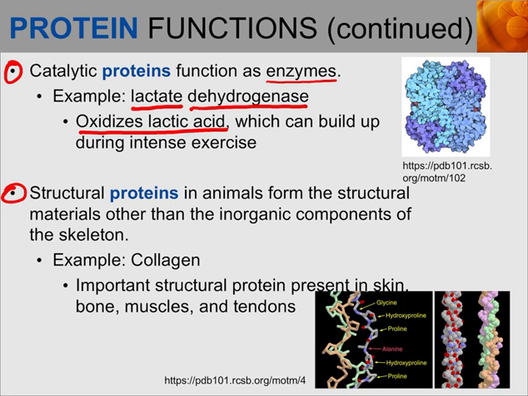Structural proteins form the structural materials of the skeleton or other components of the body. So for example, collagen is a structural protein, and this is important for skin, bone, muscles, and tendons. So you might have heard of collagen in things like lotions, especially face lotions, and you know, it's always advertised that they can help bring back your collagen and make your skin smooth. So as we age, collagen does decrease, or the, I guess, flexibility of collagen.